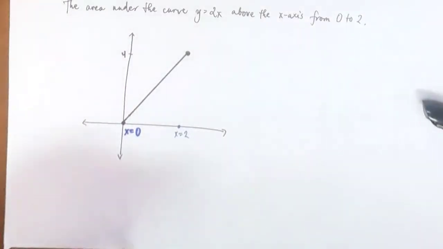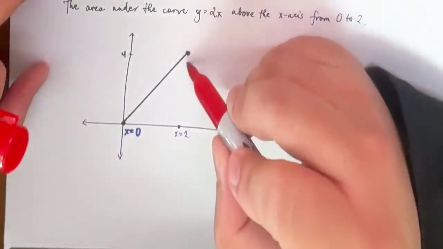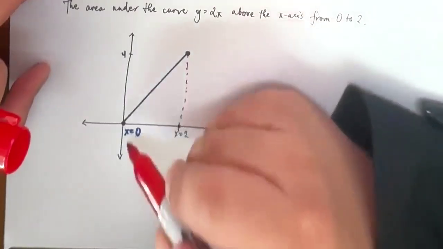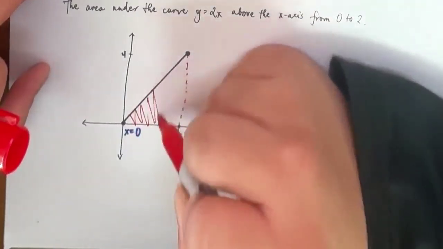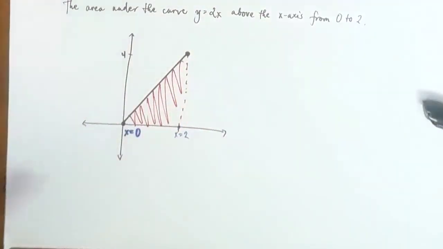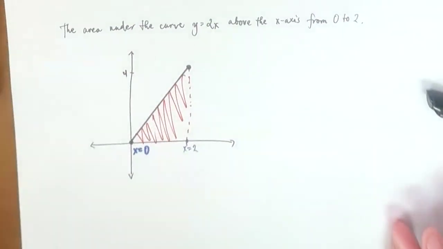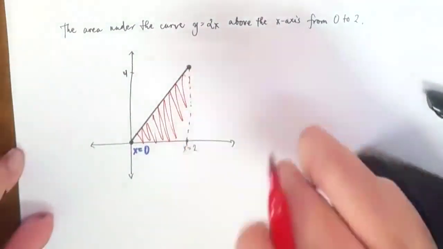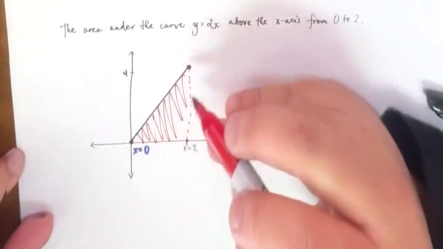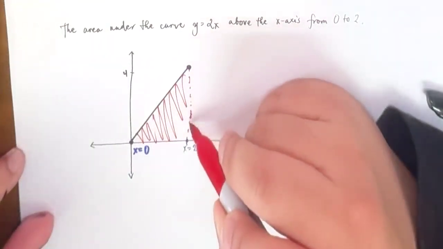So that's what we get. Now, that means as well that this is the area that we want, right? Now, it kind of looks janky, but it's supposed to be a straight line here.